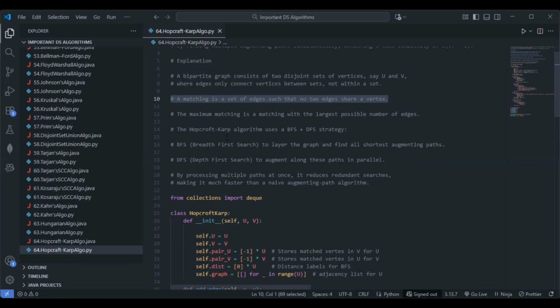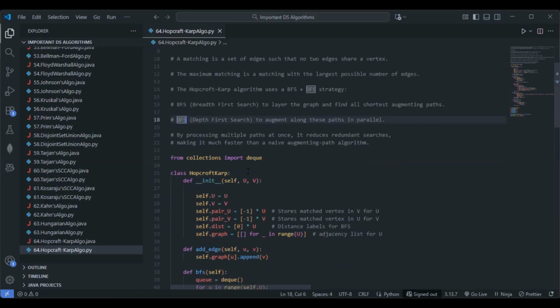The Hopcroft Karp algorithm uses a BFS plus DFS strategy. We will be making use of the BFS along with the DFS within the algorithm, both. BFS is breadth first search to layer the graph and find all the shortest augmenting paths. And DFS we use to augment along these paths in parallel, right?